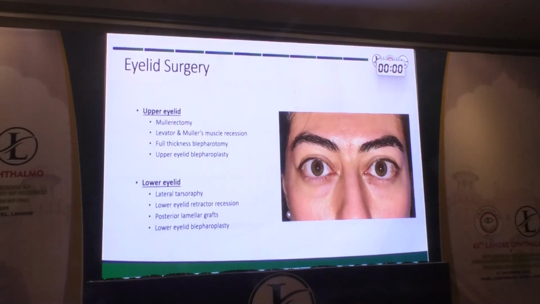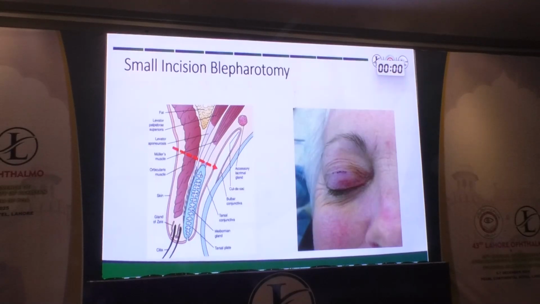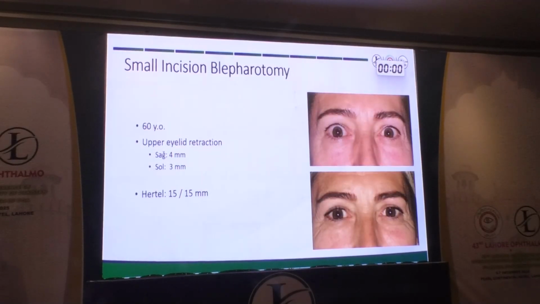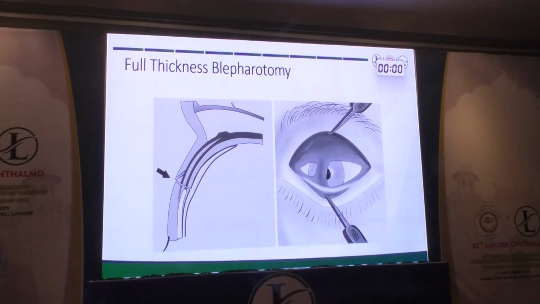When we come to the eyelid surgery, there are many possibilities. I will not go through all of them. I will just tell what I'm using mostly. For eyelid retraction of up to 4 millimeters, I usually prefer a small incision blepharotomy. As Dr. Khan explained yesterday, you make a small incision on the lid crease, and then go through it full thickness, and you can extend it medially and laterally to tighten the height of the eyelid. This was a similar case and didn't have any proptosis and didn't need a blepharoplasty, and was happy with the end result.